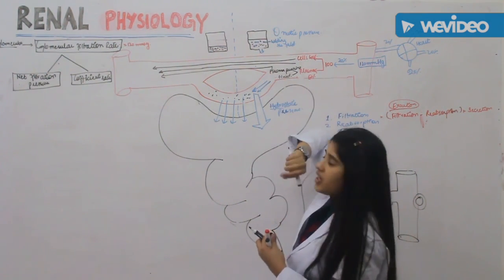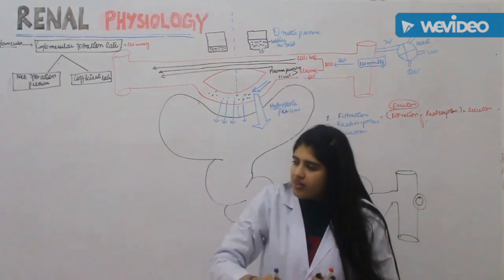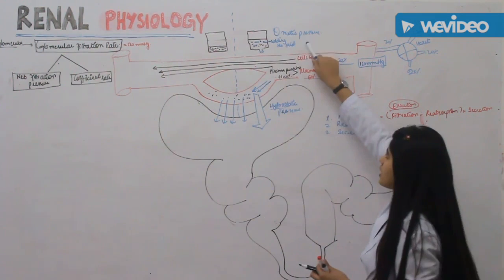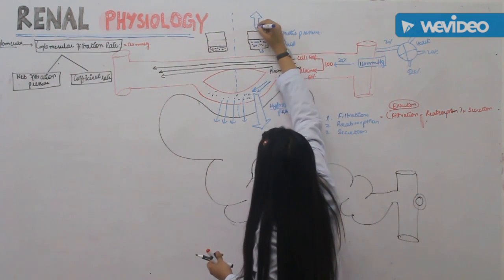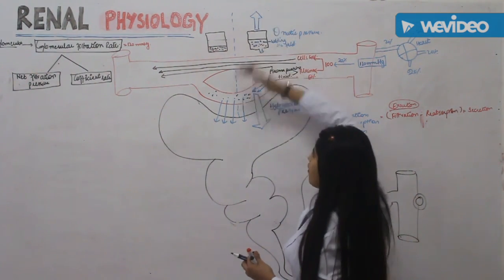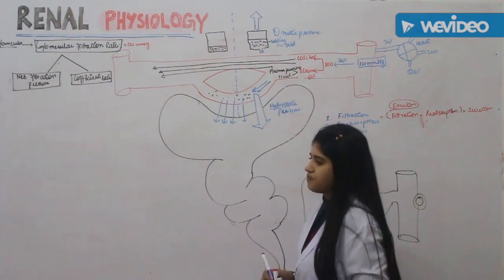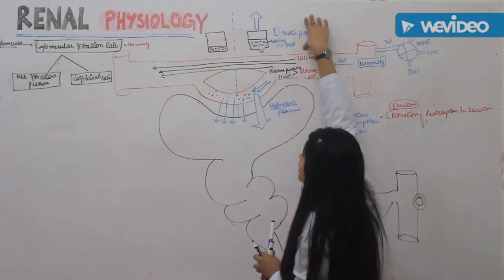Are you getting my point? So this will cause the filtration. This is filtration favoring. It says, okay, do filter. But this is not allowing. So this is the filtration opposing force. These particles are not allowing the fluid to come downwards. So these are filtration opposing forces. Here the two forces are hydrostatic pressure and oncotic pressure.